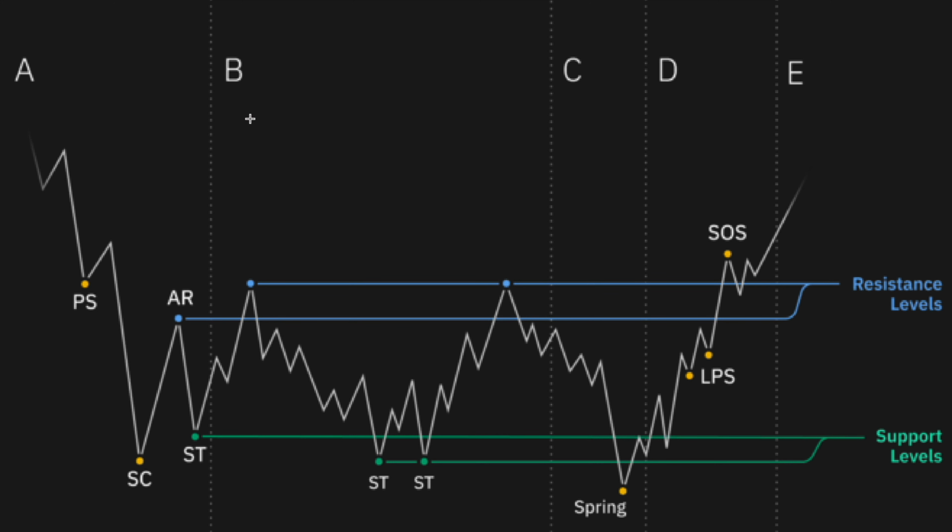Phase B is based on Wyckoff's law of cause and effect. It could be argued that phase B is seen as the cause that leads to the effect, with the effect being a strong push up.